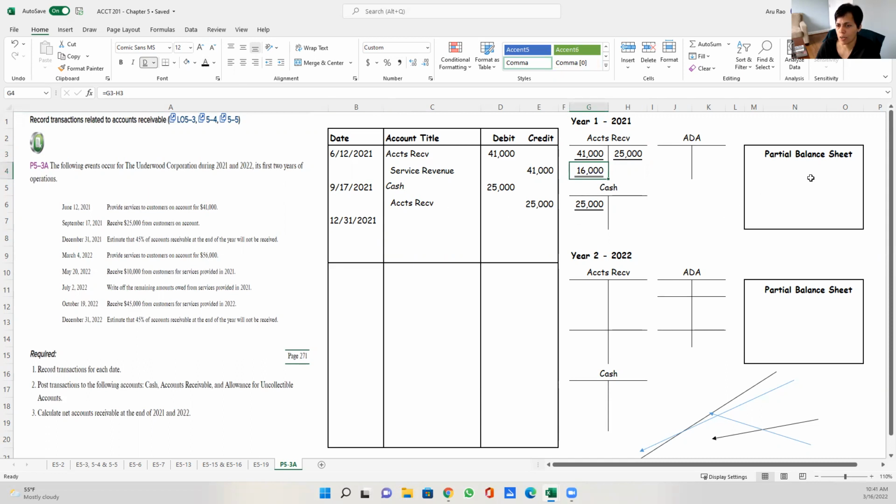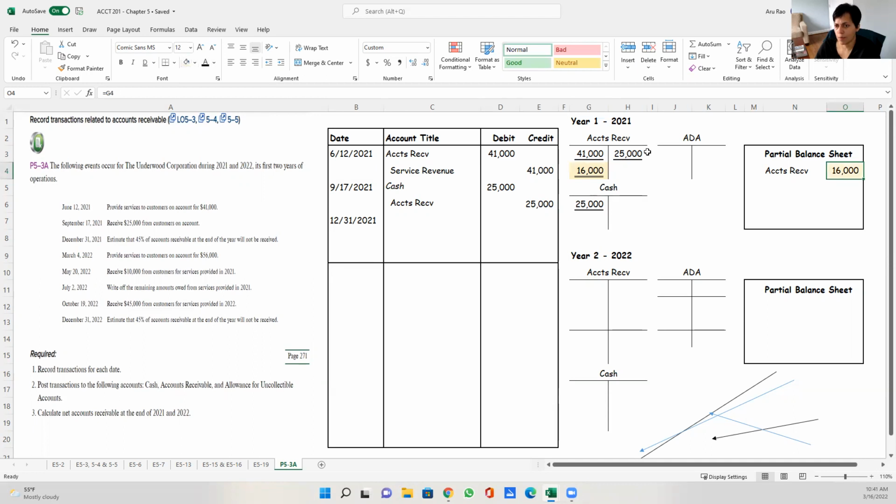So I'd set up this partial balance sheet, and that's the accounts receivable. And that number is 16,000. So the number that I had over here, I'm going to highlight it in a different color so we can see where these numbers are flowing through.